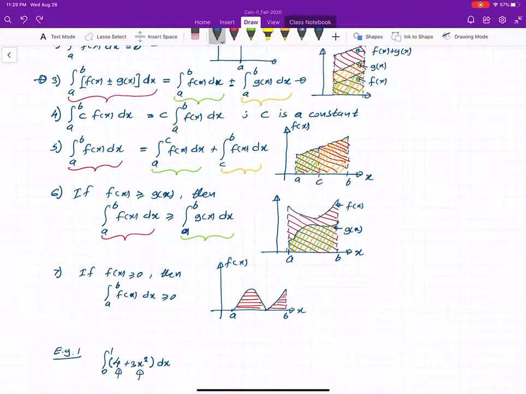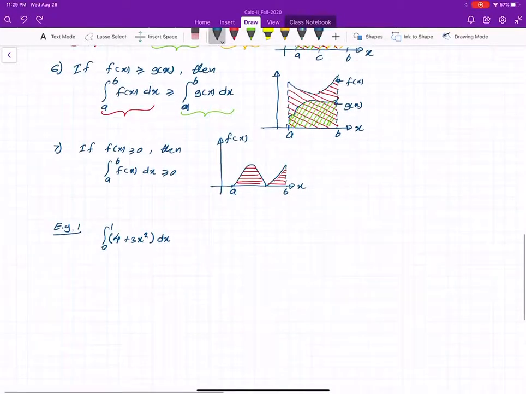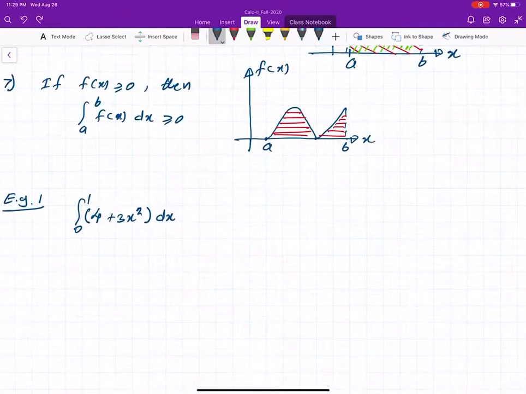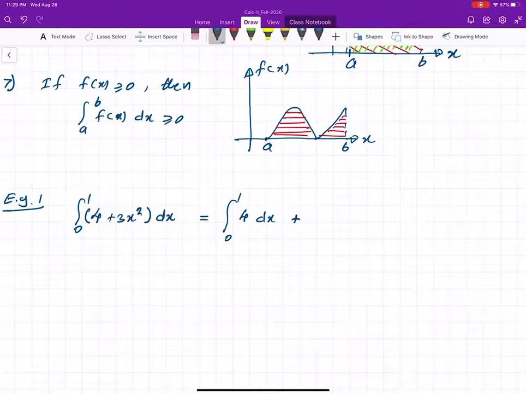All right, so you split that. You write this as the first integral from 0 to 1 for dx, and then the sign in between, which is plus, integration from 0 to 1 3x squared dx. All right, and then what is the next property to be used?